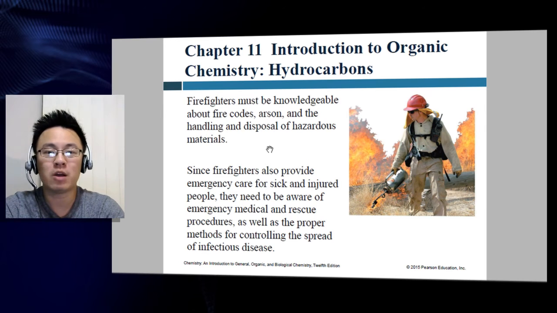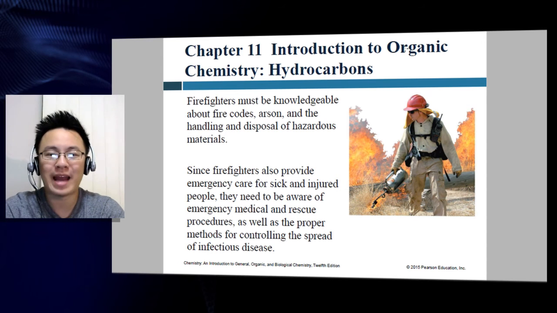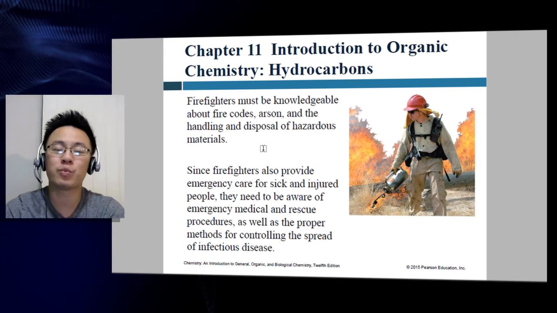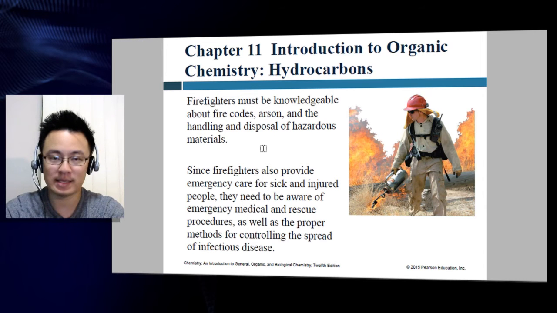Firefighters must be knowledgeable about the fire codes and uh, arson and the handling of disposable and hazardous materials. And since firefighters also provide emergency care for the sick and injured people, they need to be aware of emergency medical and rescue procedures as well as proper methods for controlling the spread of infectious diseases.